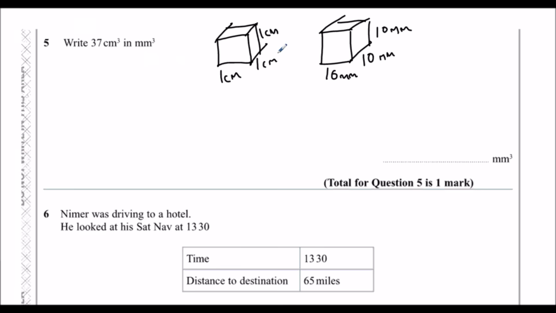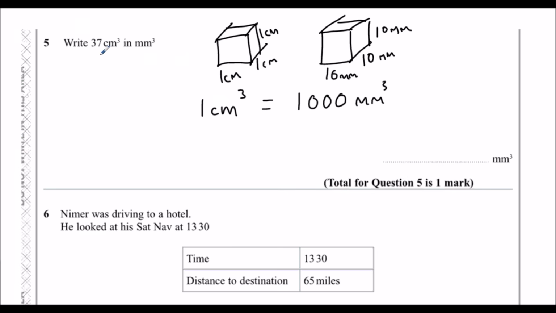So in every 1 centimeter cubed, you can fit 10 millimeter cubes across, 10 millimeter cubes back, and 10 millimeter cubes up. So in each 1 centimeter cube, you can fit 10 times 10 times 10. So 1 centimeter cubed is the same as 1,000 millimeters cubed. In each centimeter cubed, you can fit 10 across, 10 back, so 100, times 10 up, 1,000. So 1 centimeter cubed is the same as 1,000 millimeters cubed.